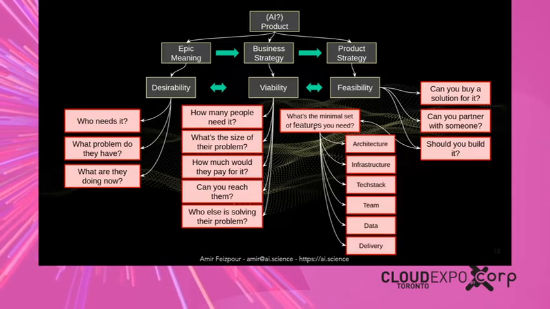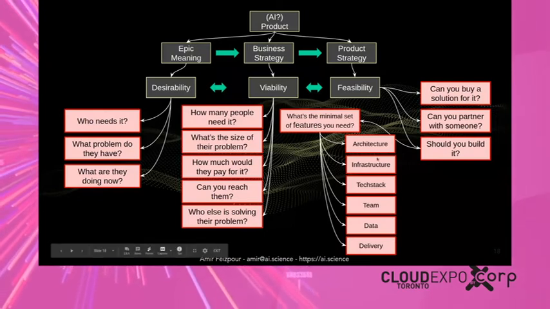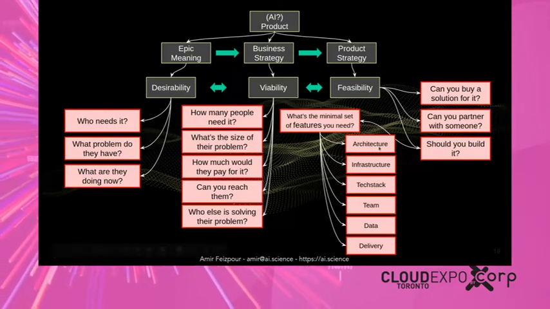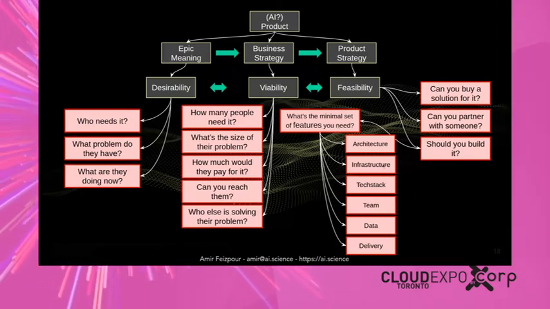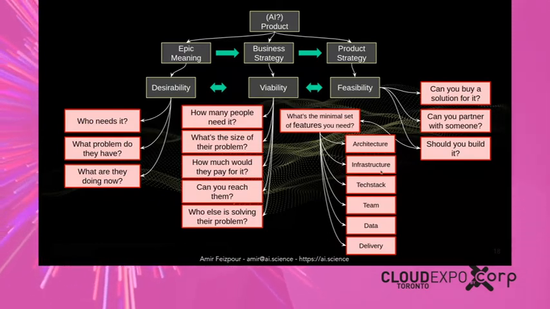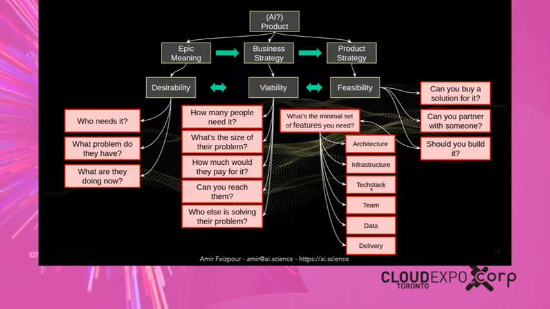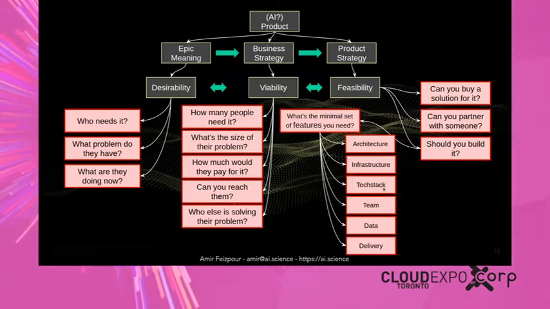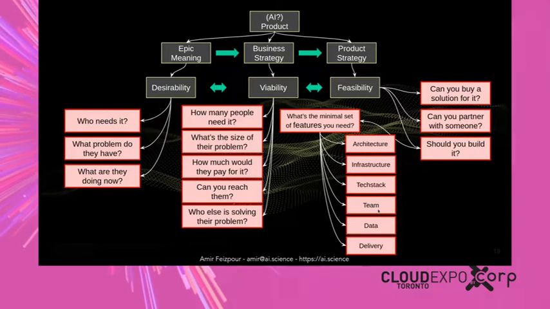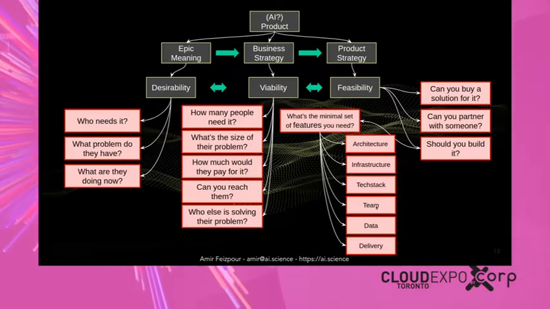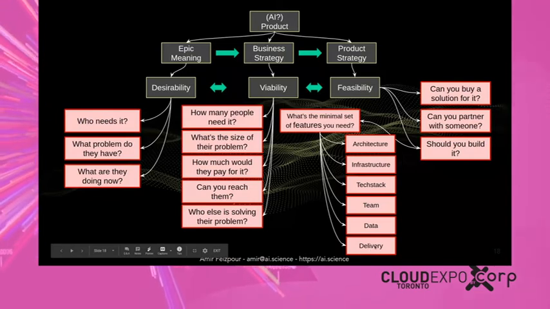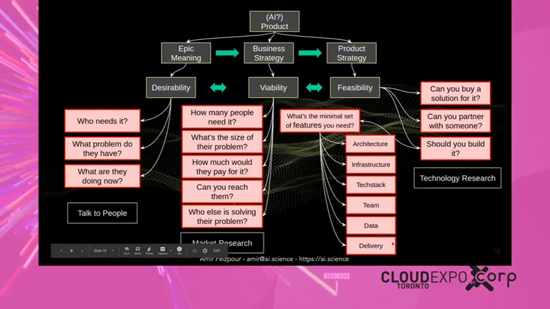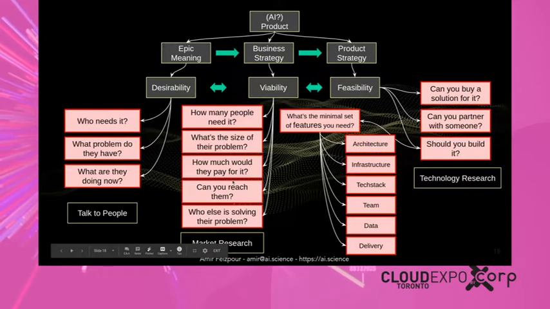And once you know that, there are a bunch of other things that you have to think about. You have to think about what kind of architecture is needed to build something like this. What kind of infrastructure can that architecture sit on? And based on those, you can determine the tech stack, the kind of team you have to build, like what kind of skills your team needs, what kind of data you need, and how you can deliver the results to the user.